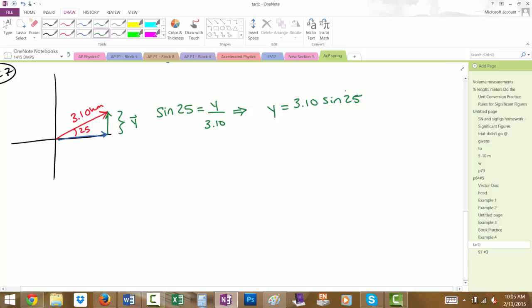Does that kind of go? And then, for the x part, you do the same deal, except you're going to use cosine. Other homework questions?